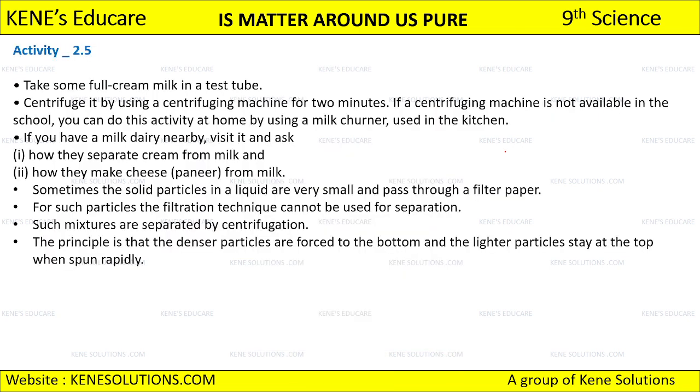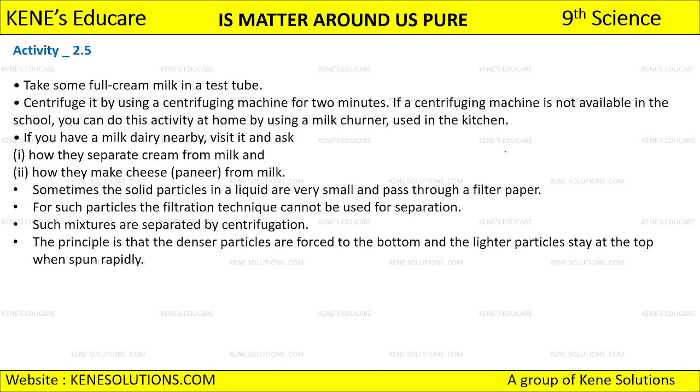So now see, the question was, how can we separate the fat, the cream, from the milk, right? Take some full cream milk in a test tube. Centrifuge it using a centrifuging machine for 2 minutes. And if a centrifuging machine is not available in the school, you can do this activity at home by using a milk churner which is used in the kitchen.